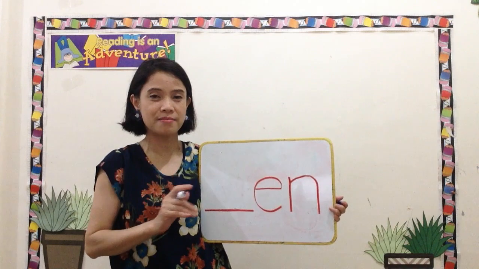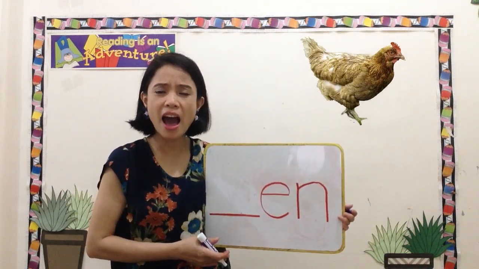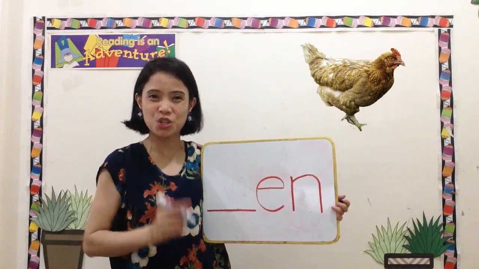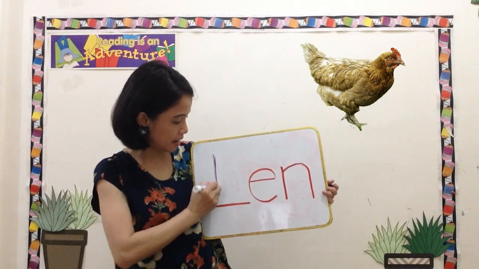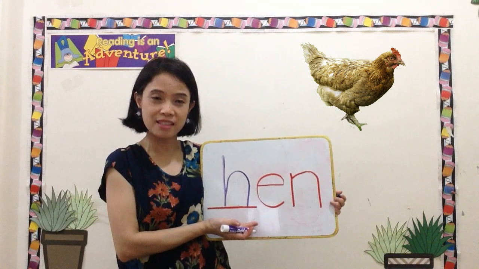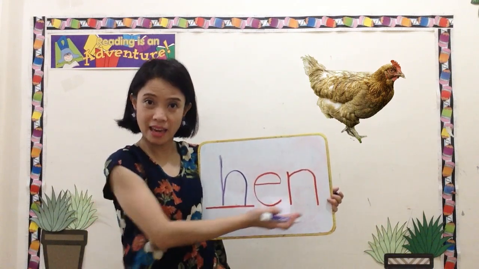Here's the first one. Hen. That is letter H. Got it? Hen. Let's blend the sounds. H, en. Hen.